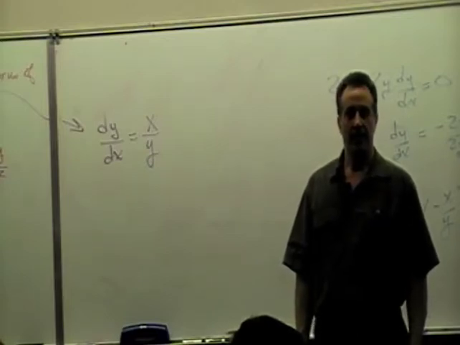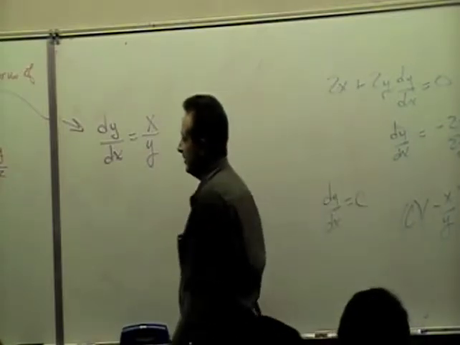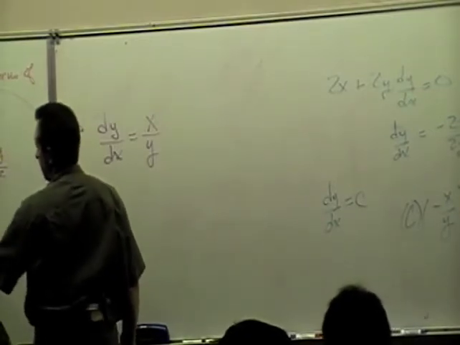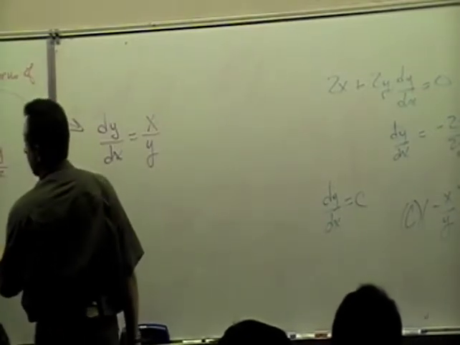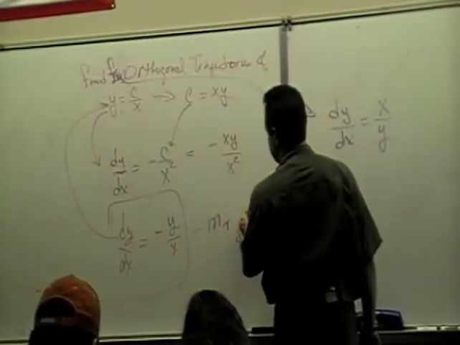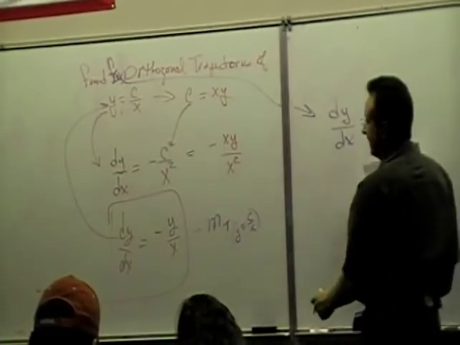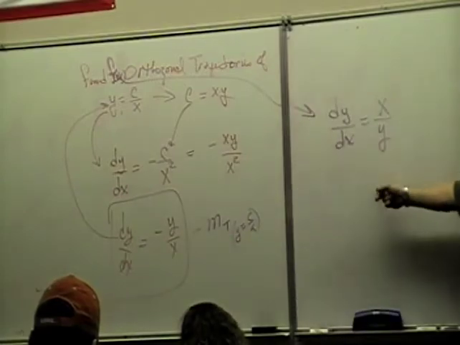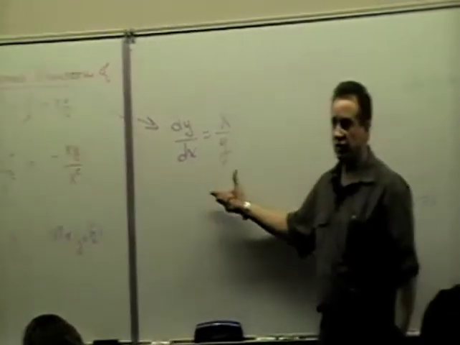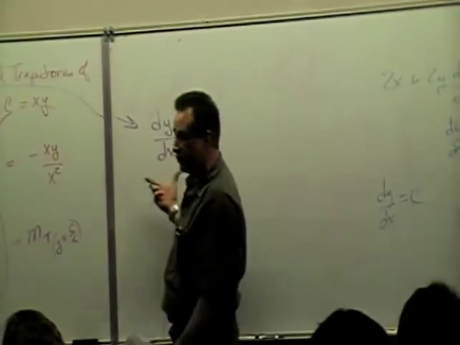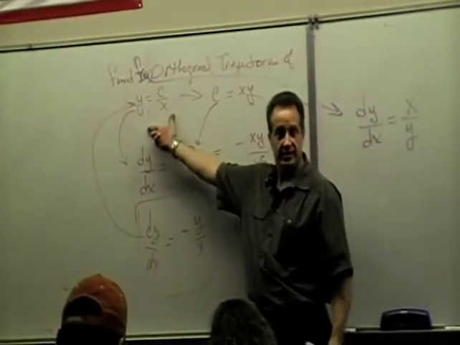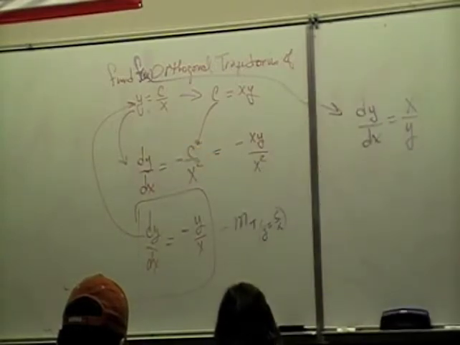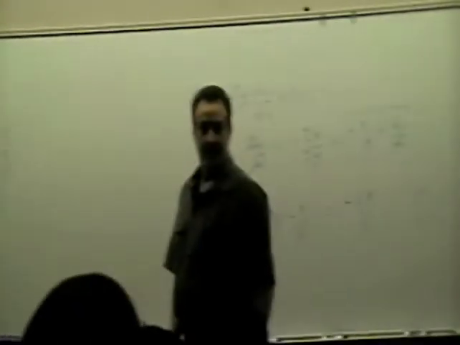Yes or no? This is the slope of the tangent line for curve 1, for y equaling c over x. This is now the negative reciprocal of that, meaning that whatever solution comes out of this differential equation, those solutions must be orthogonal trajectories of these solutions. Yes or no? No?